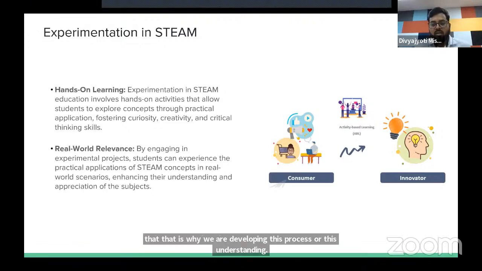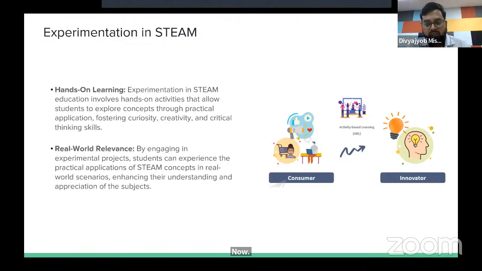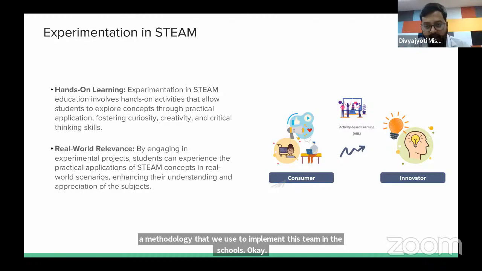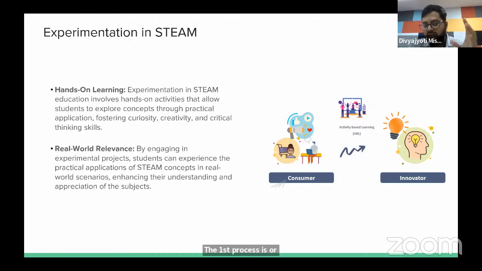Now, there's a methodology that we use to implement STEAM in the schools. Okay, the first process is experimentation or activity based learning. What we do is, because we have understood that these students are very good at consuming technology. You might have seen that your students or your child are very good at using a mobile phone or a laptop, even better than you. You may not know those features, and they have explored those features, right?